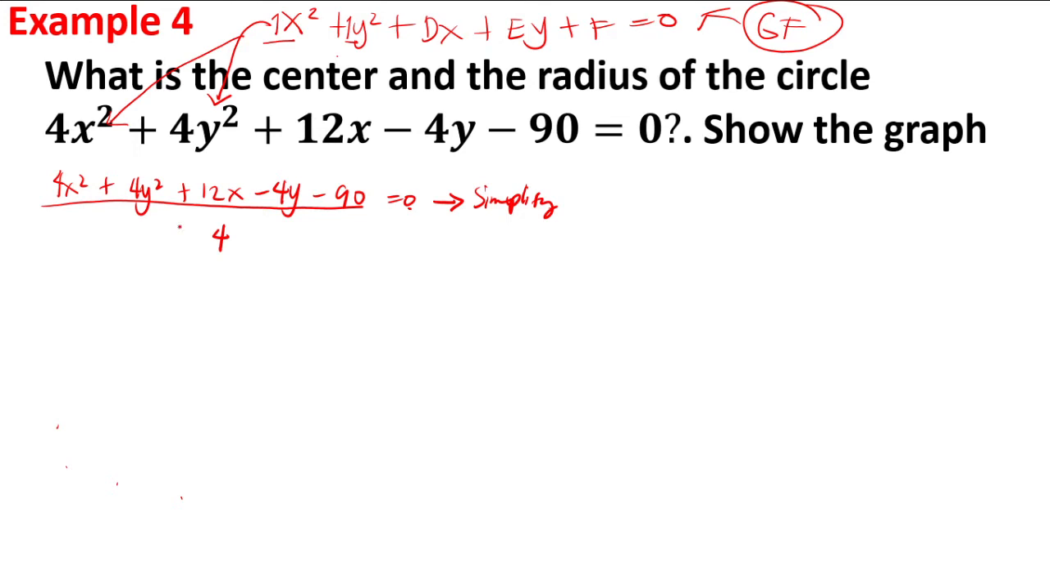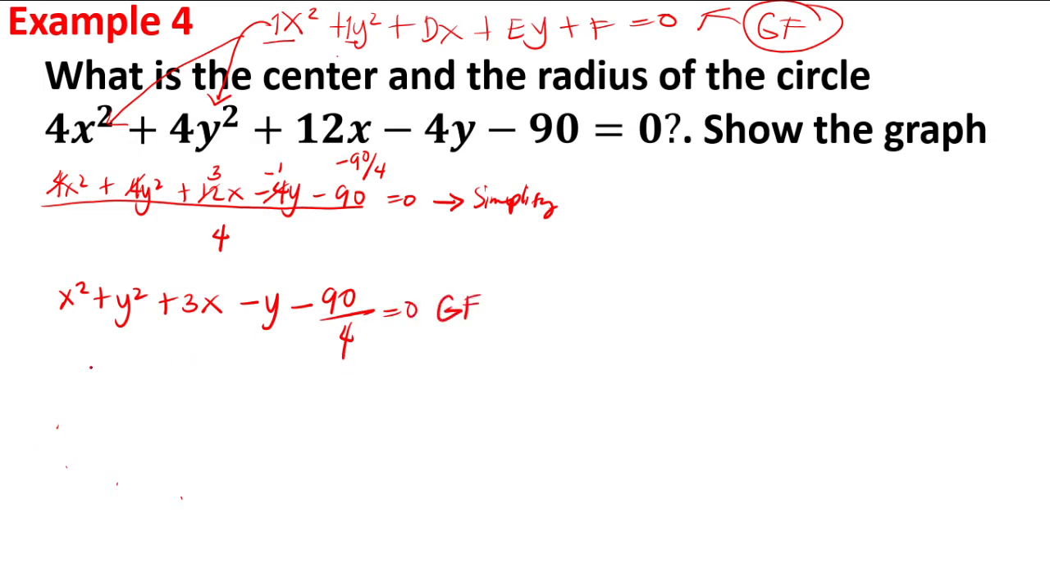Let's divide. 4 divided by 4 is 1. Cancel na yon. 4 divided by 4 is 1. Cancel. 12 divided by 4 is 3. So, ito magiging 3 na lang. Negative 4 divided by 4 is negative 1. And negative 90 divided by 4 cannot be. So, as it is muna tayo, negative 90 over 4. Okay? And then, i-rewrite mo siya. X squared plus y squared plus 3x minus y minus 90 over 4. So, ito na yung susundan nating general formula.